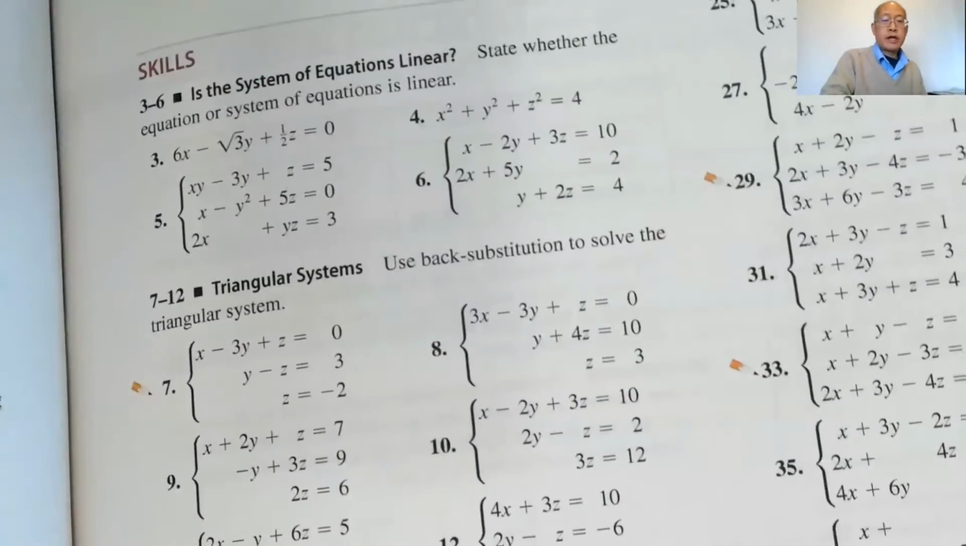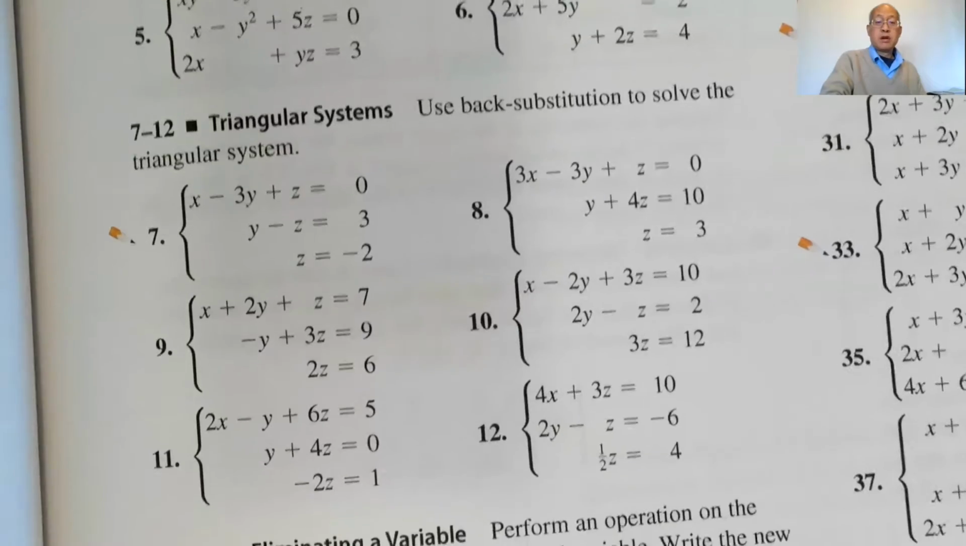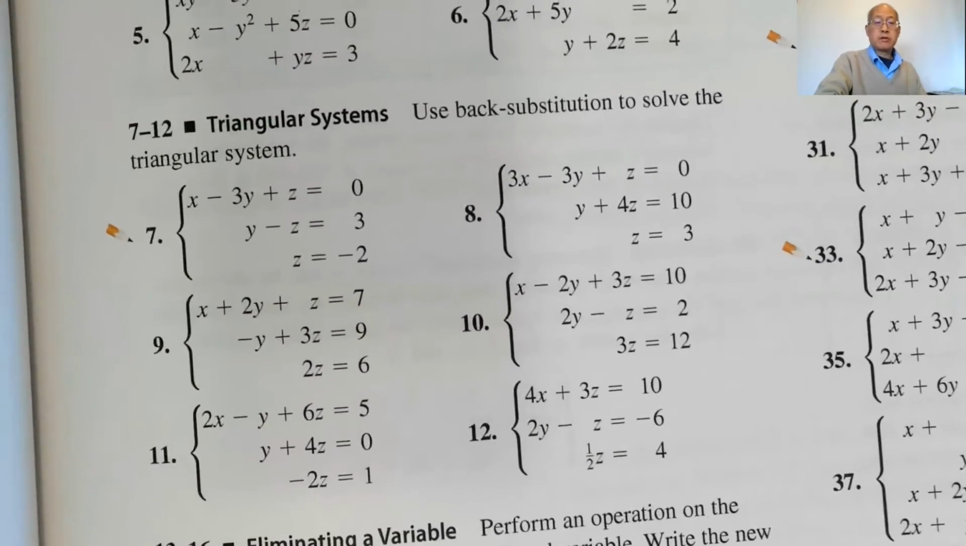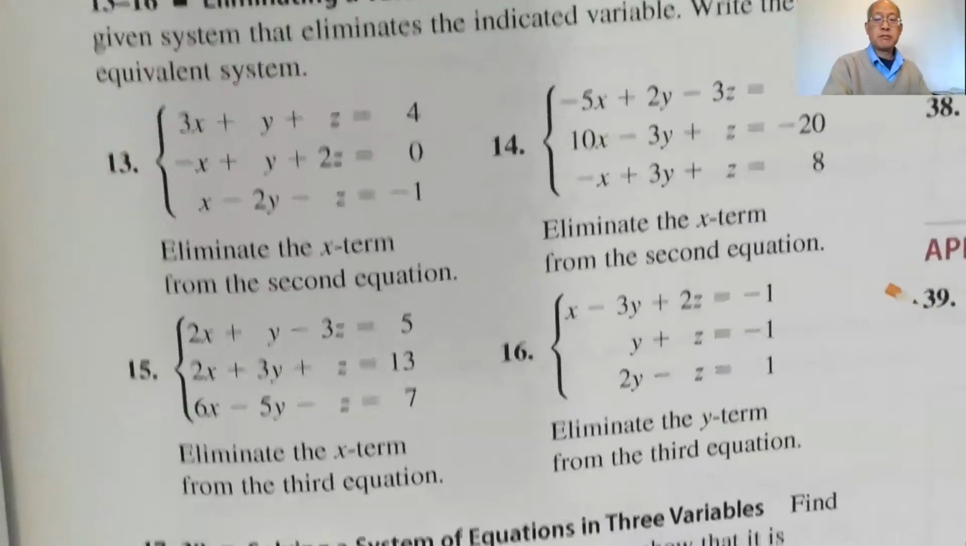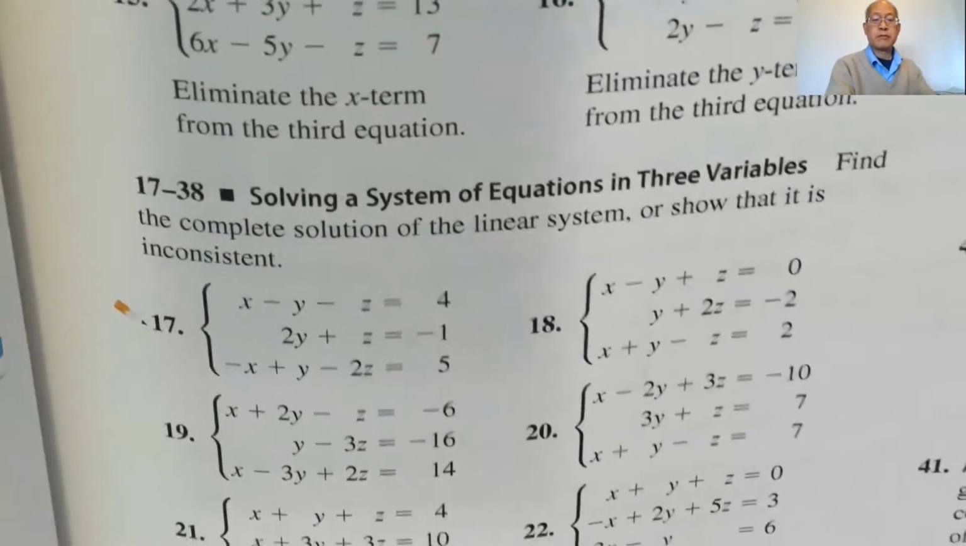This is section 5.2. And the assignment was 7 to 23 odd, solving systems of equations, 3 equations and 3 unknowns. Okay, so let me show that to you. A triangular system where it goes down like a triangle. Those tend to be a little bit easier. And some we eliminate a particular term.